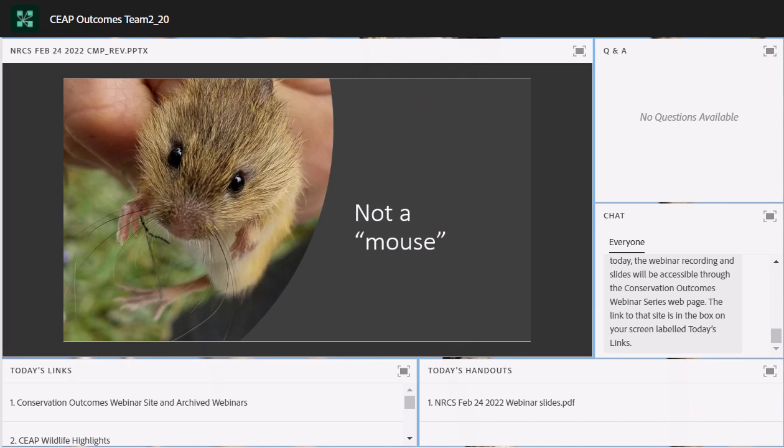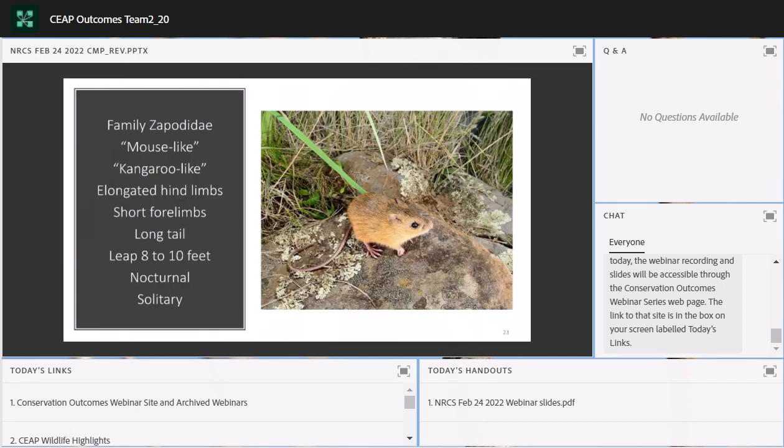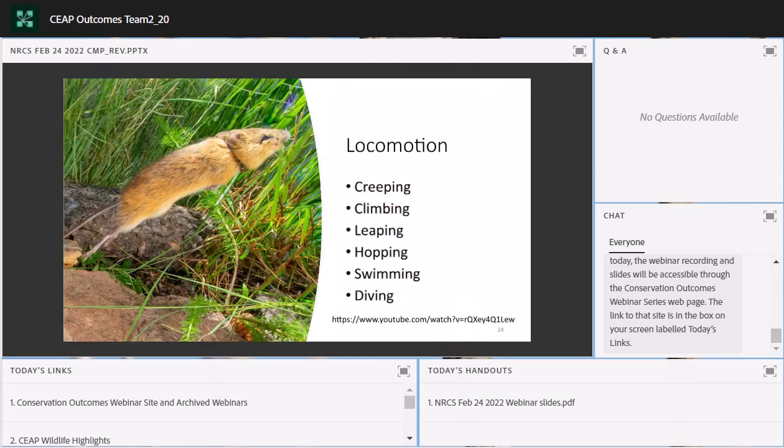Okay, I'm going to start you off with a little bit of jumping mouse ecology. Jumping mice are not mice. They are actually in their own taxonomic family, the Zapodidae, so they're not with wild mice that are in a different family, the Muridae. They are mouse-like, but they're also kangaroo-like. They have a very long tail, which they use for balance, whether they're hopping, swimming, or climbing. They can leap very long distances when alarmed, and they are nocturnal and solitary.